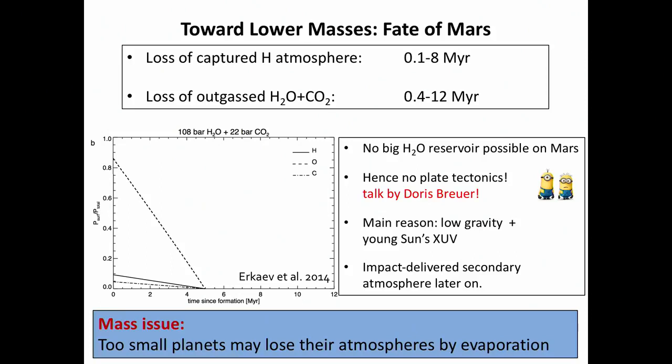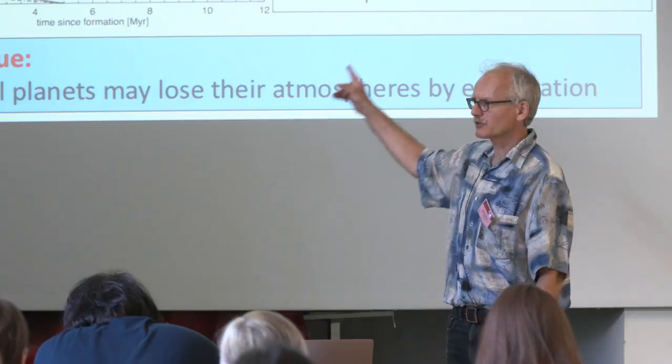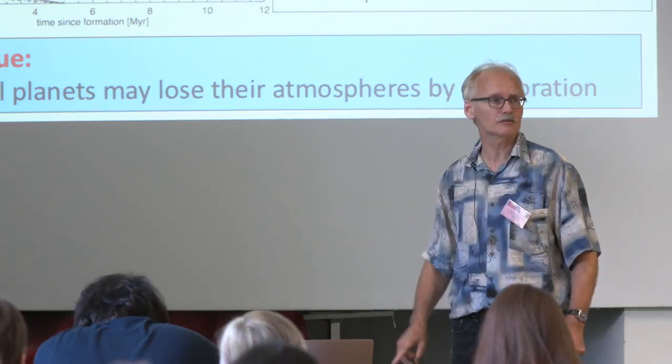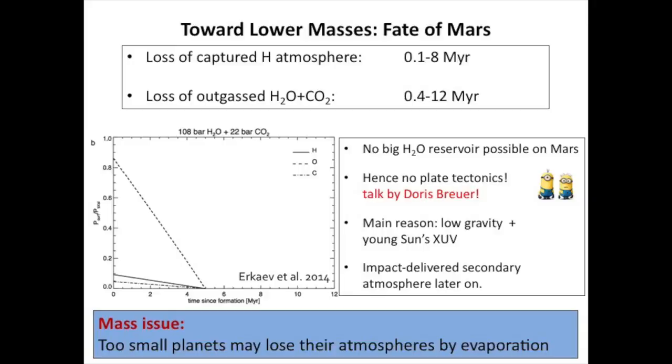Now, that's not what we want. This shouldn't happen now. We want to get rid of the envelopes, we don't want to get rid of the real atmospheres. What's the problem? Well, the problem that Mars has is gravity. It's small. It doesn't keep to its atmosphere. And the X-ray radiation from the sun just wipes it away.